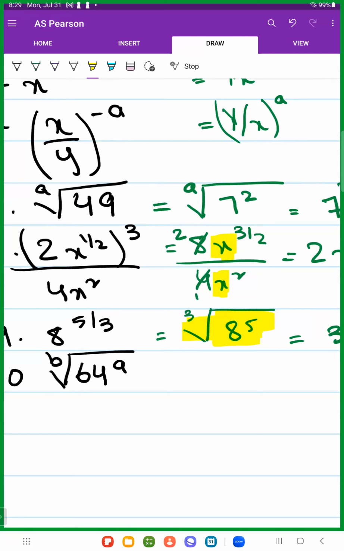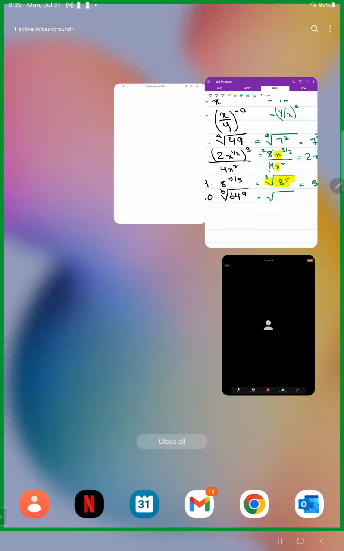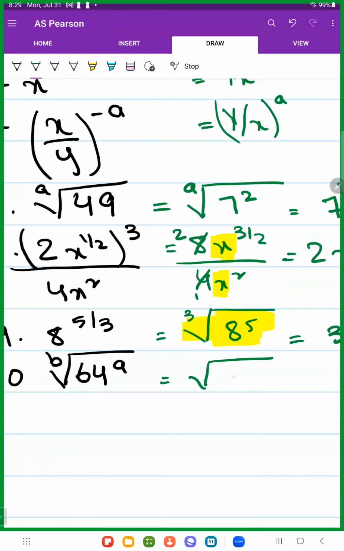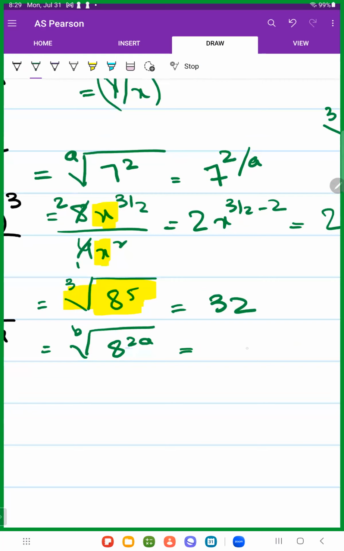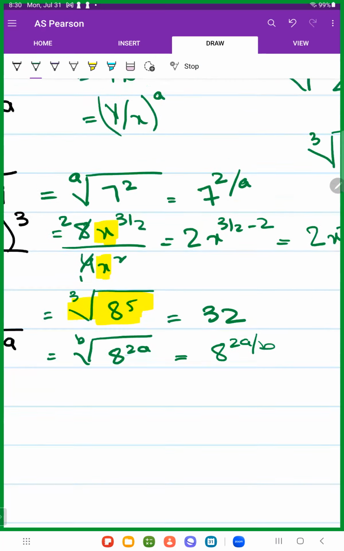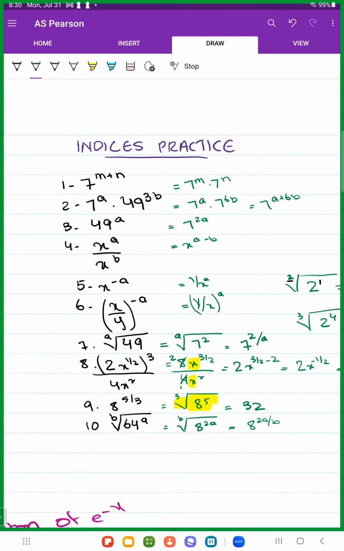I think the last is 64 to the power A over B. Can we not further simplify it to be A to the power 2A? Okay, yeah. We need to simplify it as much as you can. So A to the power 2A upon B. Understand? Yes. Let's do some more questions so we can have a better understanding.